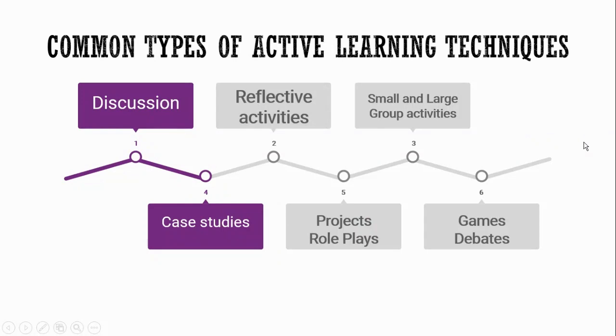And of course, these are some of the common types of active learning techniques that you can use. One is you can initiate discussion in class, which can take different forms. You can use case studies. These bring about critical thinking. You can do reflective activities. Remember, we talked about the 1 minute reflective paper. So you can tell them to reflect on that topic, projects, role plays. You can initiate all that.